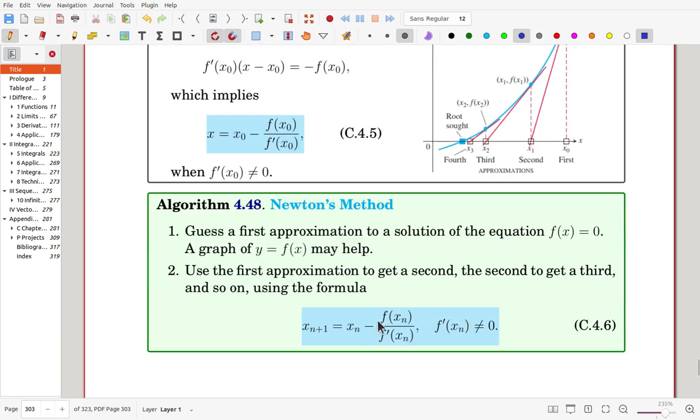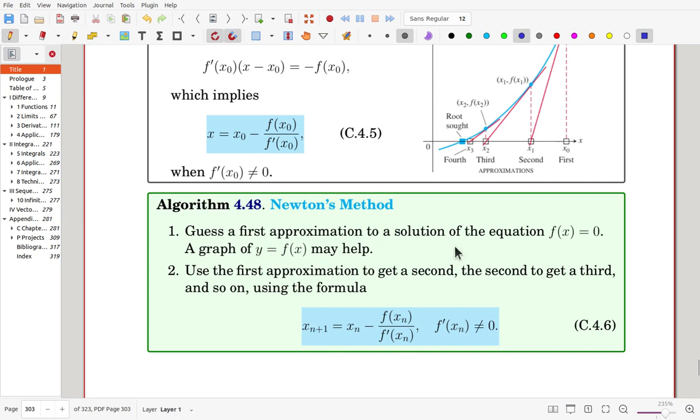So mathematically we can write down Newton's method in this way. In the beginning, we guess a first approximation, x0, and use the first approximation to get a second, and the second to get a third, and so on. That is exactly the formula. Start from x0, and we make x1. By using x1, we can get x2, and so on. As long as f prime at xn is non-zero, then we can update.